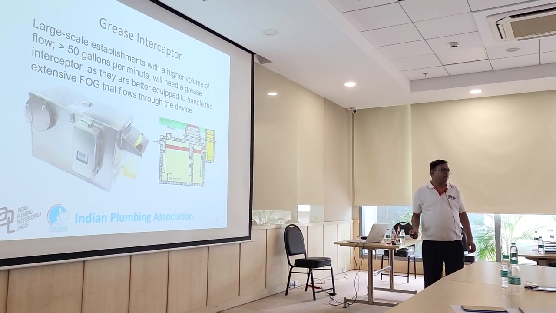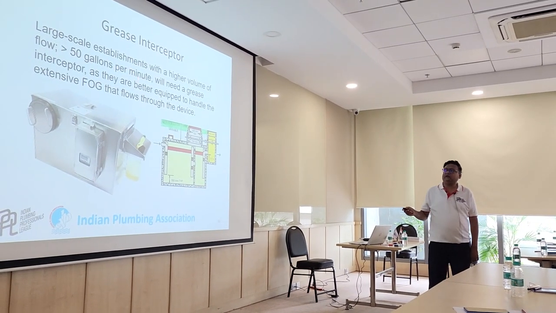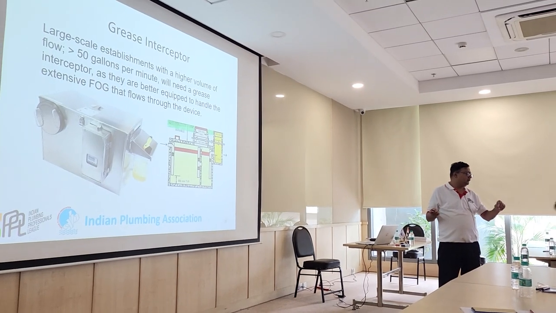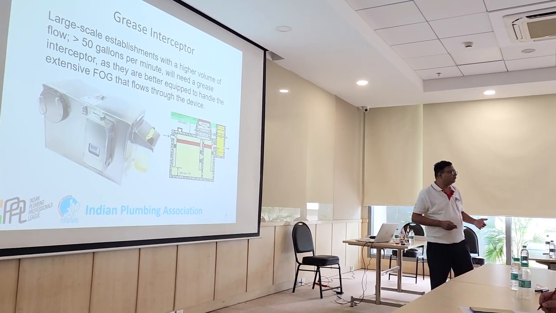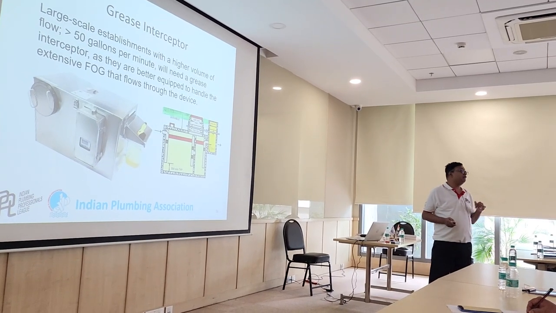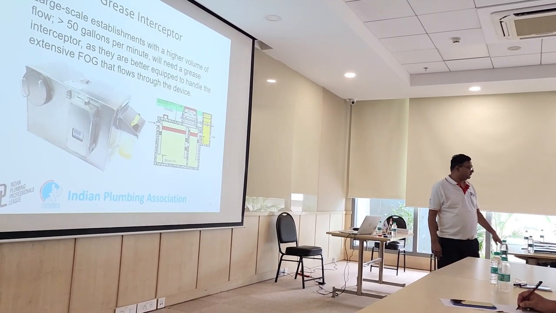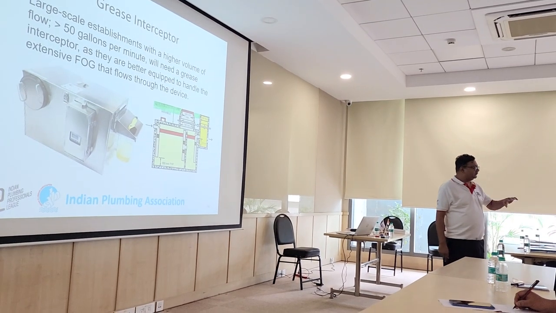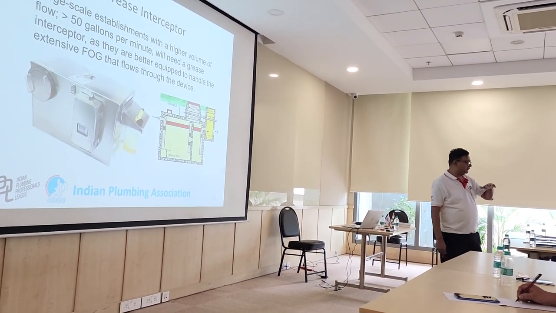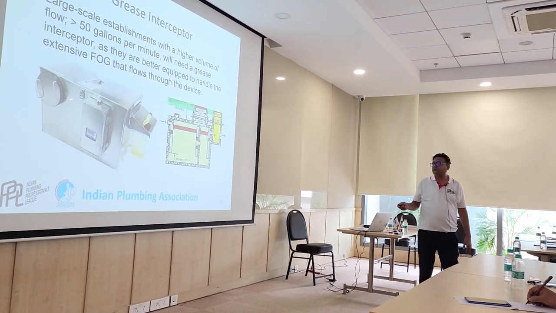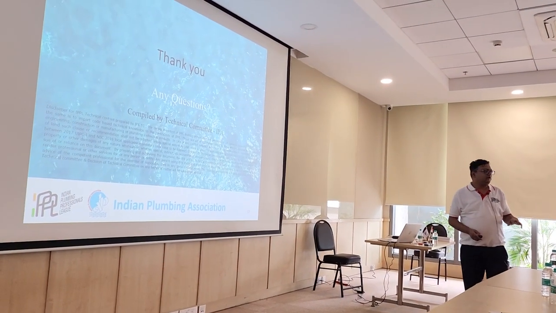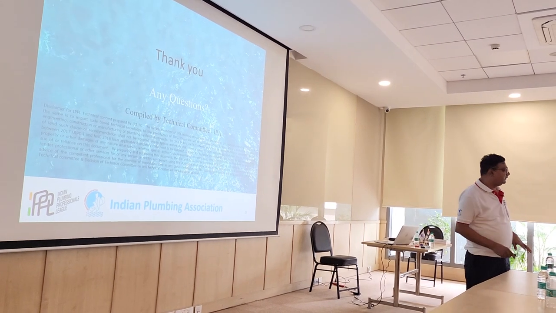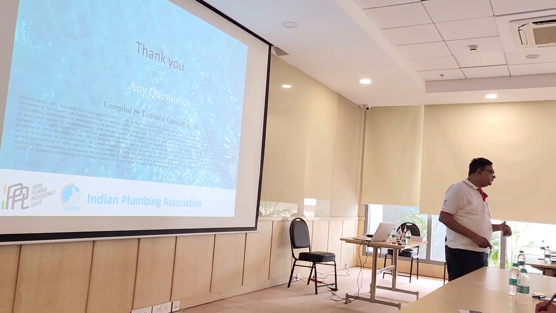The criteria is set by the plumbing code. Wherever you have a flow of 50 gallons per minute or more, you must install one. But from where? From the kitchen. If you have this much specific load from the kitchen, then you must install the grease trap interceptor. So this is about the traps and interceptors. We'll quickly go to the next presentation.